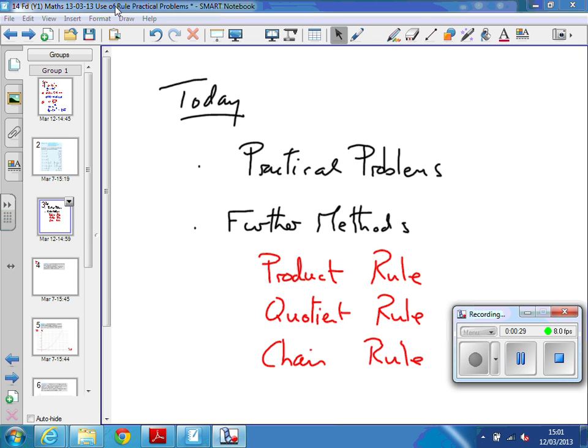And then after that, I want to make a start on looking at some further methods. There are three we need to look at: the product rule, the quotient rule, and the chain rule. We'll probably introduce the product rule today. So that's the aim for today. So we're going to look at some examples. They're in the textbook, so you'll be able to see how they work it out, but we'll go through it ourselves, and then I'll give you some exercise to have a go at and point you at the right sorts of questions. So let's look at the first one.